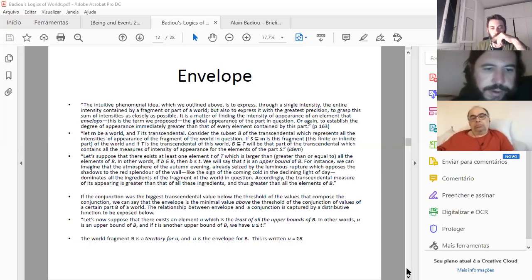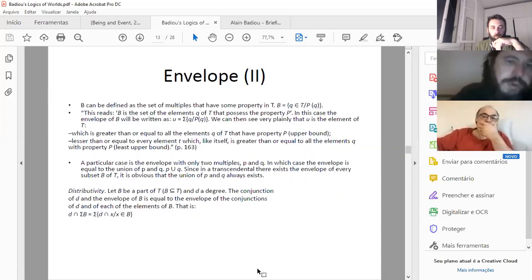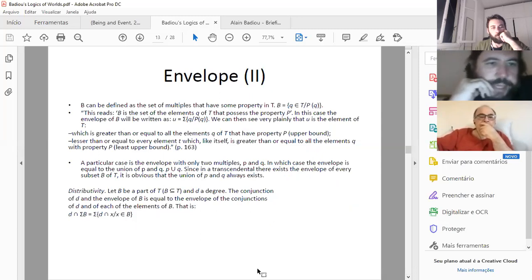So the territory is the lower bound, right? It is what is below, and the envelope is what's above. So there's a territory for an envelope. B can be defined as a set of multiples that have some property in T. So this reads: B is the set of the elements Q of T that possess the property P. In this case, the envelope of B will be written as U, Q that has the property P.